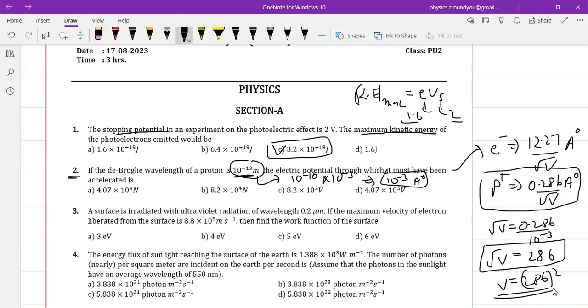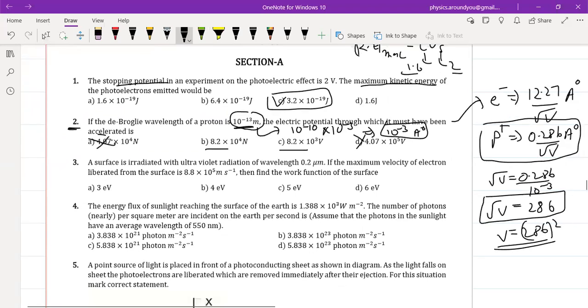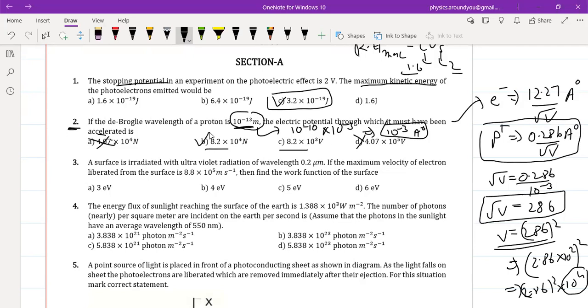We'll just approximate. 286 is just lesser than 300. 300 square would end with 9. So 286 squared should be closer to 8, right? So I can eliminate A and I can eliminate D. Between B and C, which one is most likely to be right? So I can express this as 2.86 into 10 to the power 2, the whole square. It would lead me to 2.86 the whole square into 10 to the power 4. I got it. 10 to the power 4 should be the exponent. That should be option B.